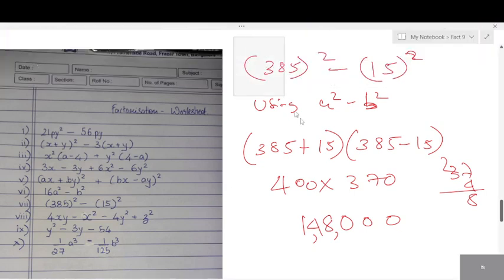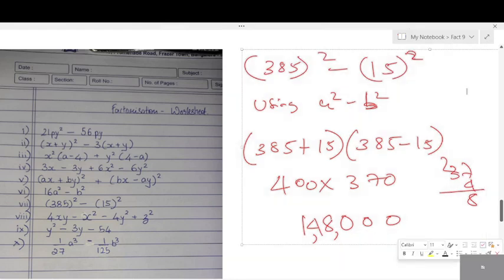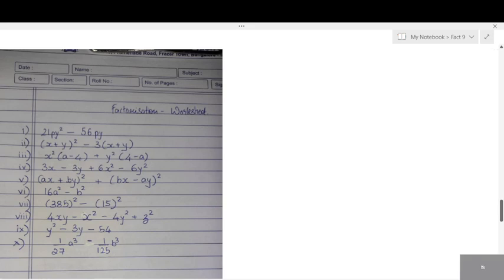So you'll get questions like this: a cube minus b cube. Remember, use the direct formula: a plus b into a minus b. Next one. See, next one is very important: 4xy minus x square, and it is a tough question as well: z square.